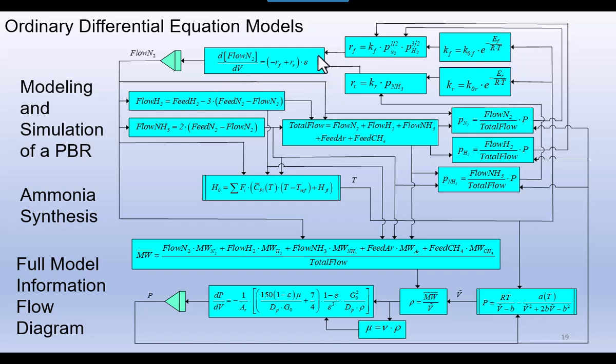First, we've got the same differential equation for our flow of nitrogen, and the same stoichiometry for our hydrogen and ammonia flows. Total flow is the same. The calculation of the partial pressure is the same, with the exception that the pressure here, the total pressure, is no longer constant. And then the kinetics up here is exactly the same as it was before.